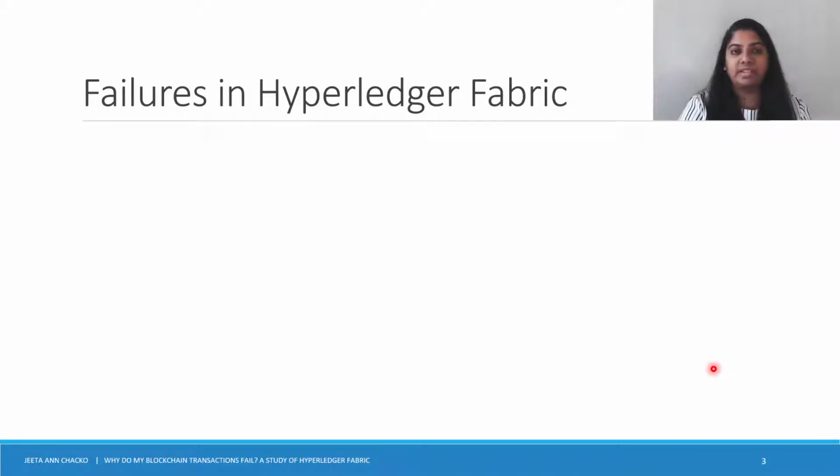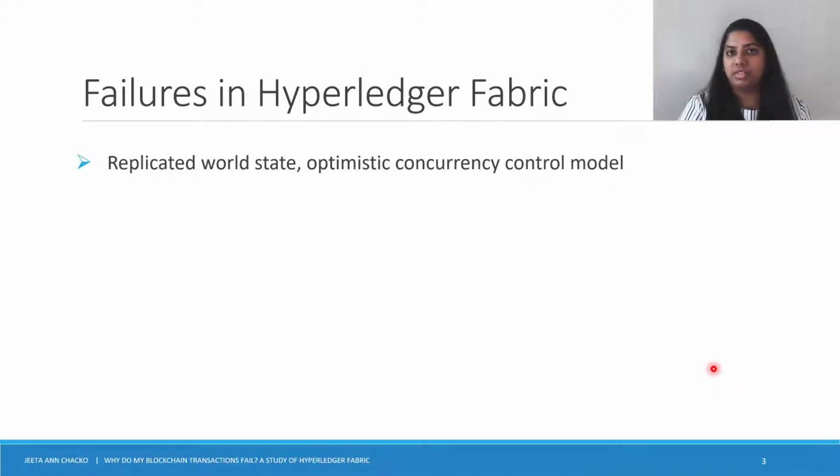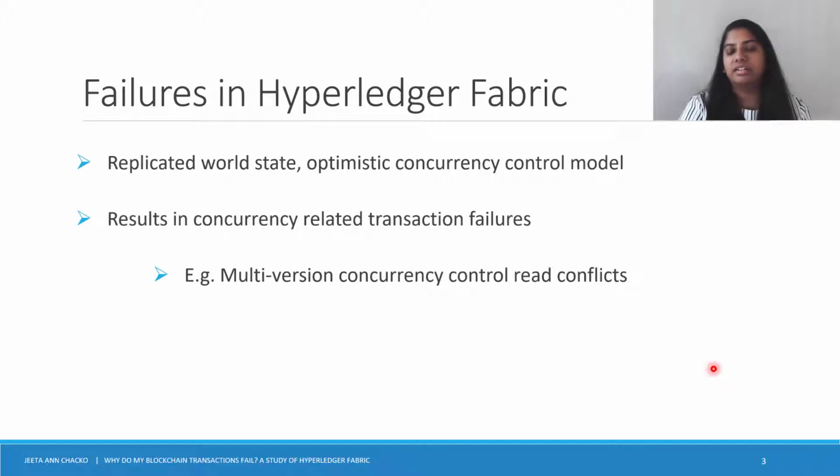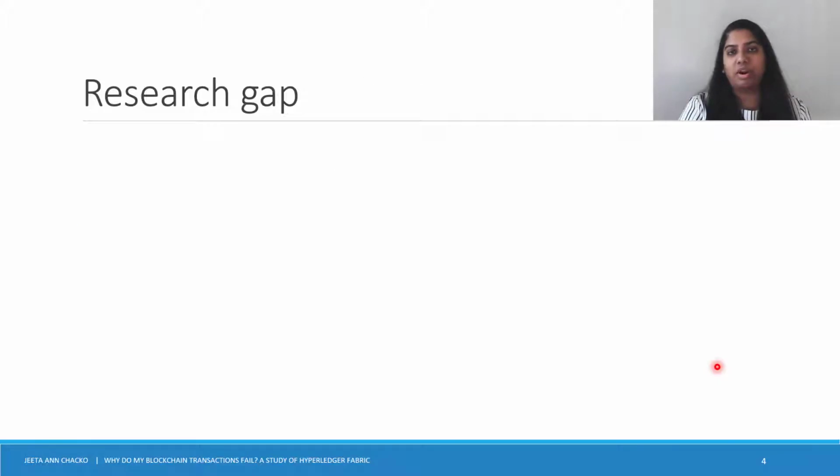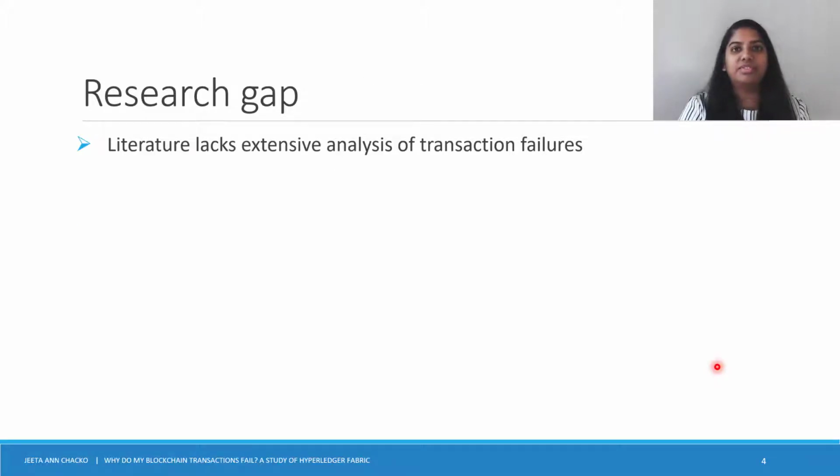Hyperledger Fabric has a design that uses a replicated world state distributed across a set of peers. Also, the transaction flow in Hyperledger Fabric follows an optimistic concurrency control model. Due to these reasons, various concurrency-related failures can occur, like MVCC read conflicts. And in our experiments, we observed that more than 40% of the total transactions failed due to concurrency-related failures. So the main motivation for our work is the lack of an extensive study of such failures in the literature.